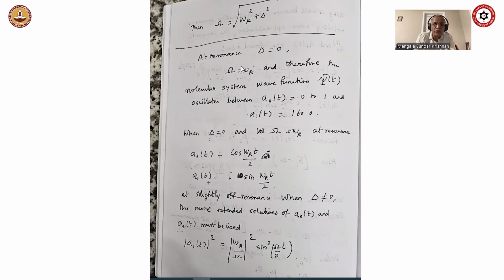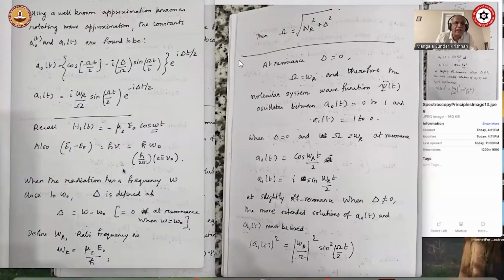The absolute square of A1(t) becomes (omega r by omega) square times sine square. Easy to see that here. When delta is, let me see. Yeah, A1 square. We are only looking at A1 square. The delta is very small, slightly off resonance. Omega is not equal to omega naught. This one is non-zero. So when this is non-zero, you see that there is a small delta t.